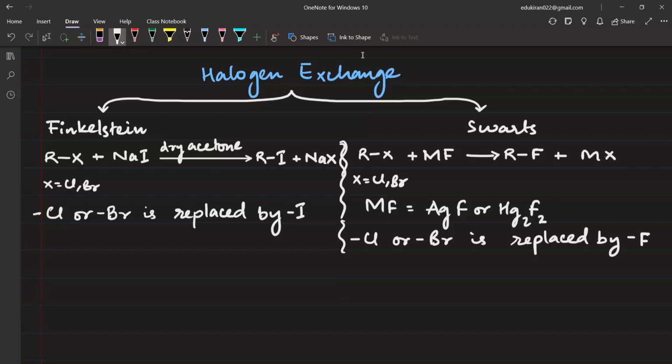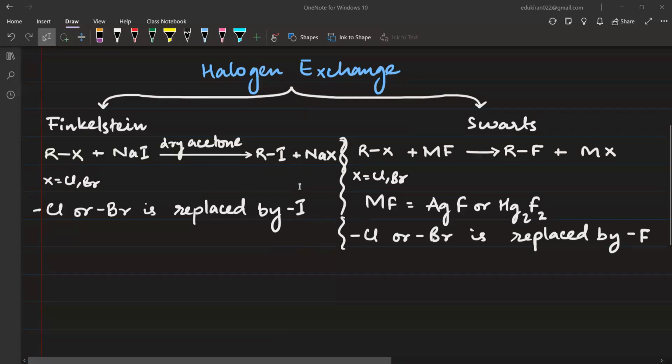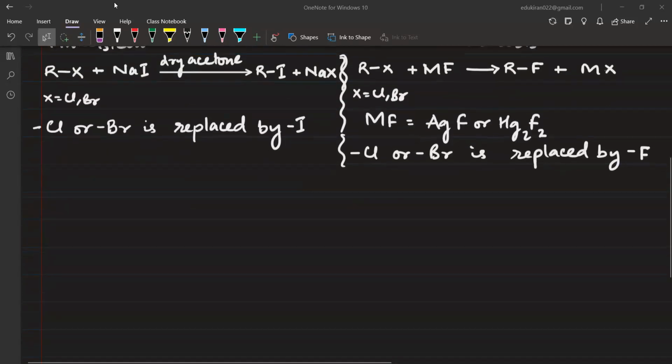All of you understood this? Yes or no? Finkelstein and Schwarz reaction. Tell me, guys. All of you understood this? Yes, sir. Okay. Now you can do some simple problems here.